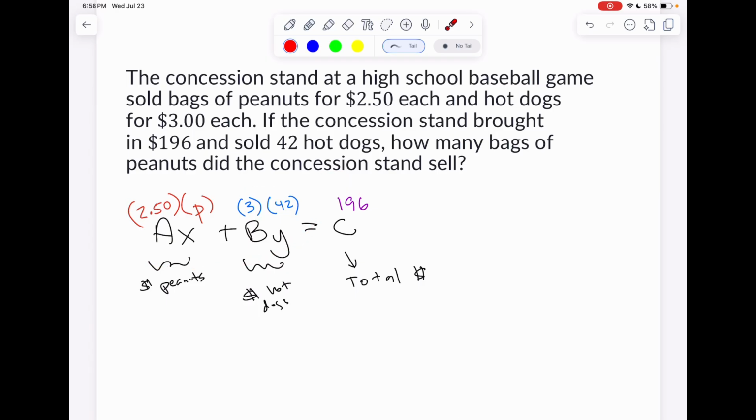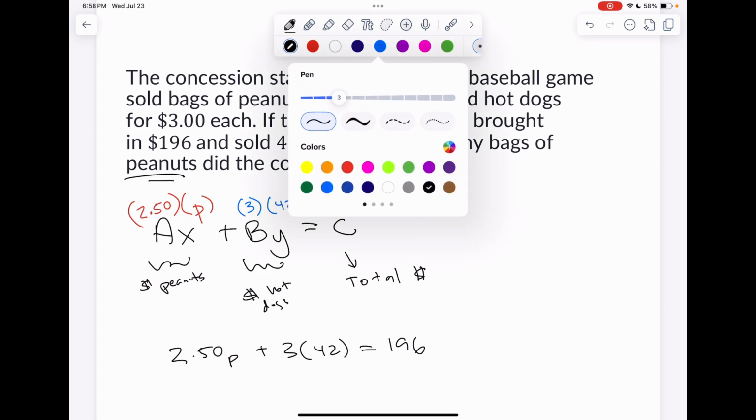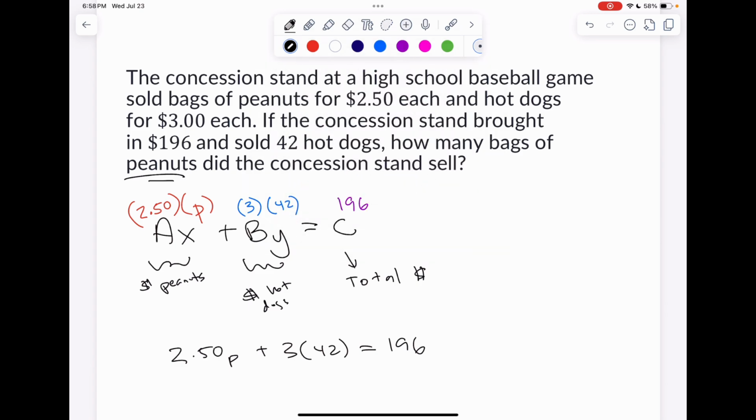Yes? So if we're thinking about it this way, now we have an equation that we can solve for how many bags of peanuts we sold, right? We'd have 250p plus 3 times 42 equals 196. So again, we could solve that for P. We're not going to do that right here, because we did a lot of solving equations before.